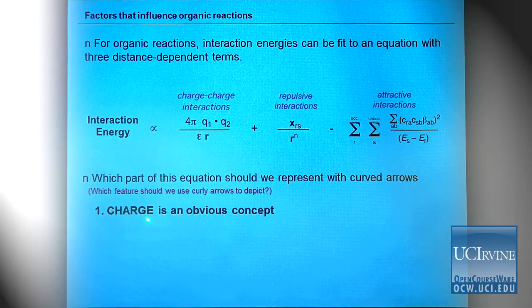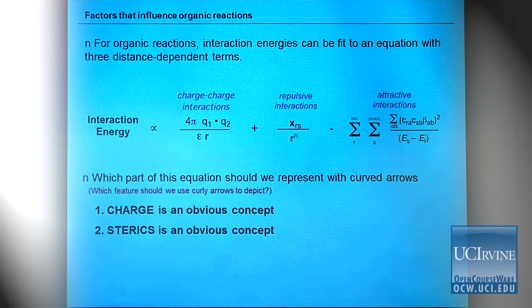I would argue that we don't need to use arrow pushing to represent the interactions of charge. I think this is intuitive, even to non-scientists, this idea of opposites attracting and like charges repelling. And I would say similarly that sterics is also an obvious concept. So these repulsive interactions: if you've ever used a hammer to drive a nail into a board or set a book upon a table, you know that the hammer doesn't fly through the nail even though it's mostly empty space. You know that a book doesn't pass through a table. These are all concepts that are completely obvious. We don't need arrow pushing to demonstrate those concepts.